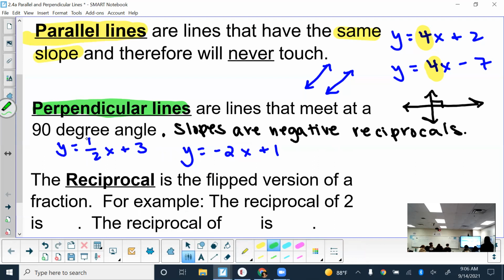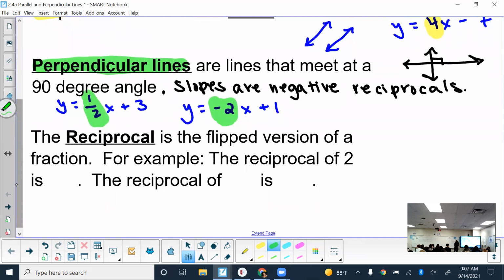All right, so look at the slopes. If I flip the fraction of 1/2, is it 2? Yes, because it would be 2/1, which is just 2. And then if I make it negative, does it make it a -2? Yes, so that's why it's a negative reciprocal of each other. And then I can even work backwards from that too. 1/2 is a negative reciprocal of -2. Because again, you flip it and change the sign. All right, so that's what we mean by negative reciprocal.